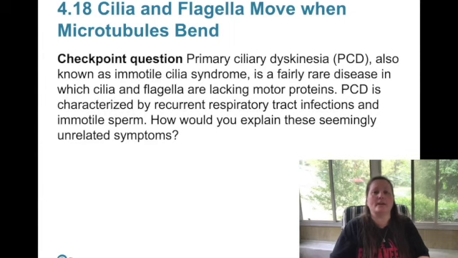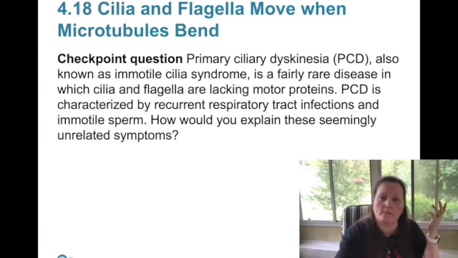Primary ciliary dyskinesia, PCD, also known as immotile cilia syndrome, is a fairly rare disease in which cilia and flagella are lacking motor proteins. This is characterized by recurrent respiratory tract infections and immotile sperm. How would you explain these seemingly unrelated symptoms? So how would you compare those two?